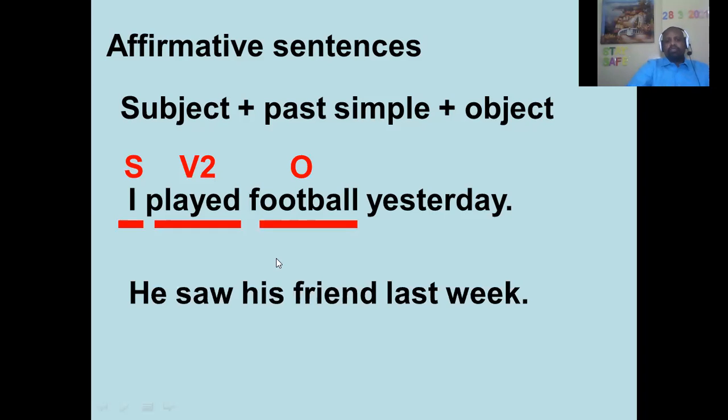Look at this example. He saw his friend last week. He is the subject. Saw is the past form. His friend is the object. It's very simple. Subject, past form, object with affirmative sentence.